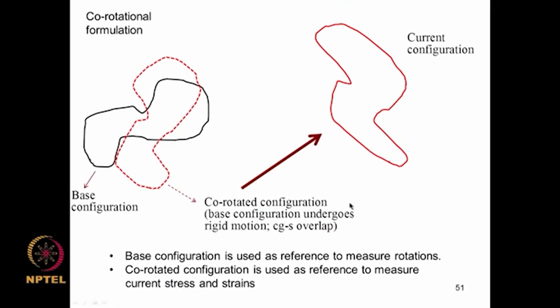In co-rotational formulation, we start with the base configuration and it is used as a reference to measure rotations, and co-rotated configuration is used as a reference to measure current stress and strains. So, all these figures are very exaggerated. Here the co-rotated configuration undergoes rigid motion. For example, the CG of these two configurations will coincide. So, it is a rigid body motion, and then from this rotated configuration we characterize the current configuration.